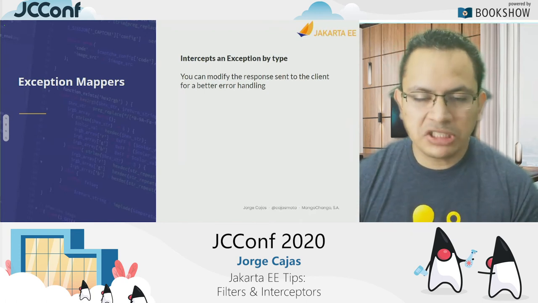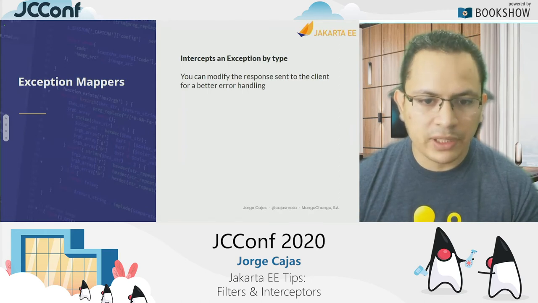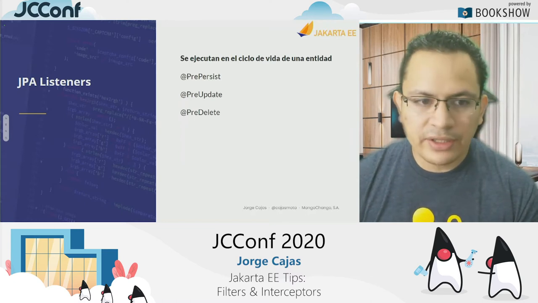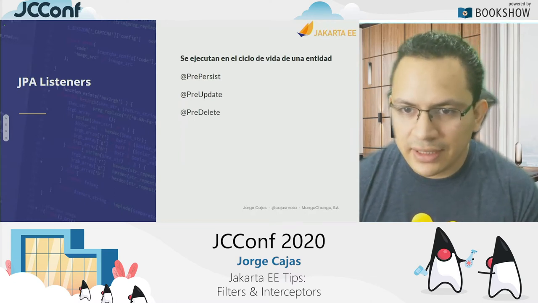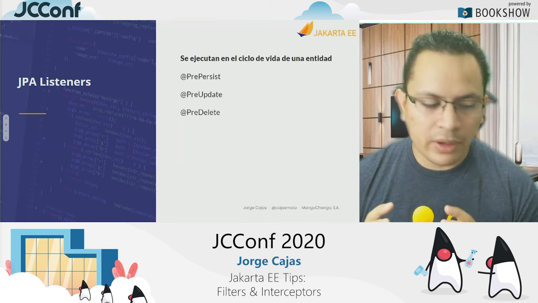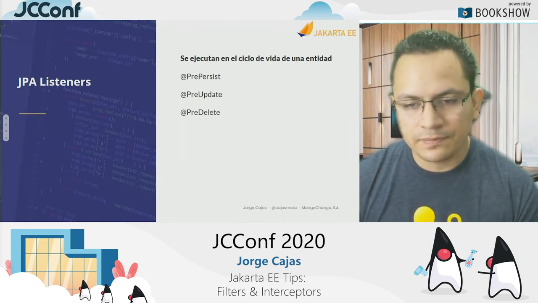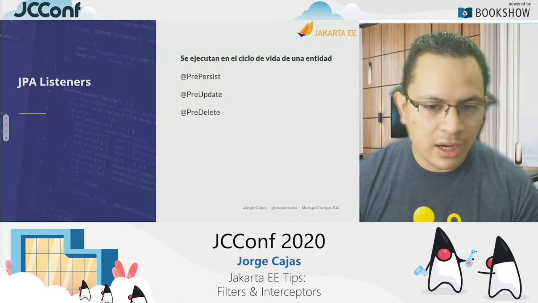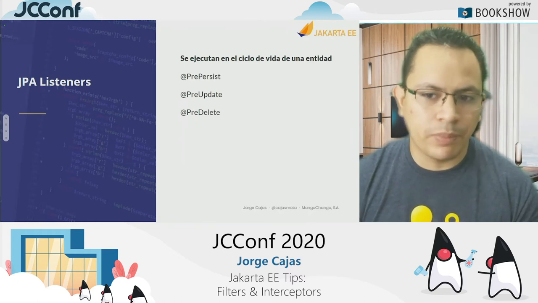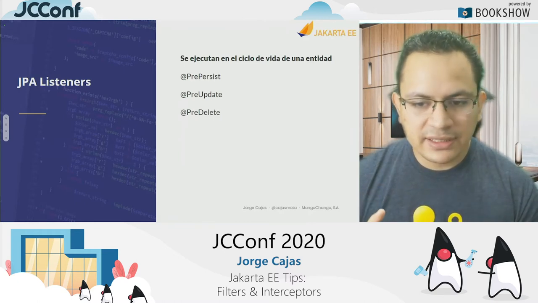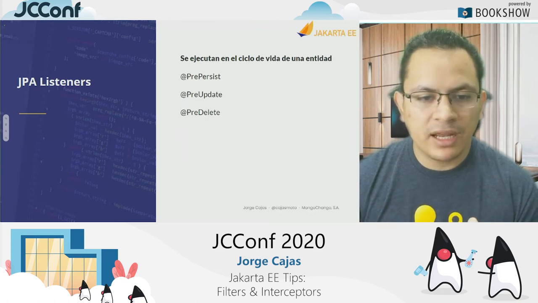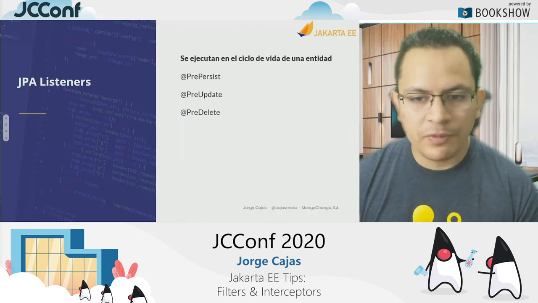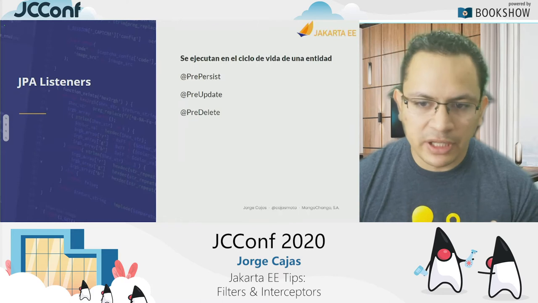Again, this is just the theory. We are going to look at it very quickly because in the demo it's going to be more clear. And the third one that we're going to see in the demo are the JPA listeners. This is executed on the life cycle of an entity in JPA. So you can do something on the pre-persist, the pre-update, the pre-delete, and also you can do something on the post-persist, post-update, or post-delete. Basically, this is just handling the life cycle of an entity in the JPA world, and you can do something before or after the entity gets persisted, updated, or deleted in the database.